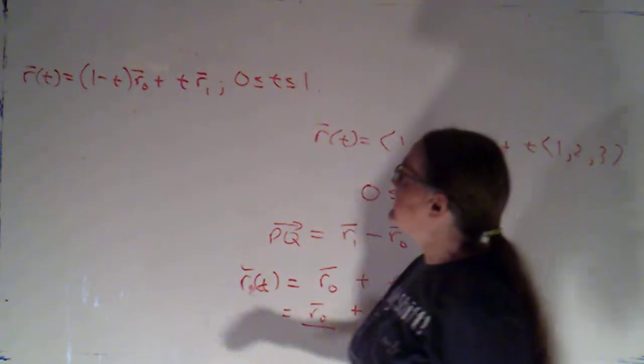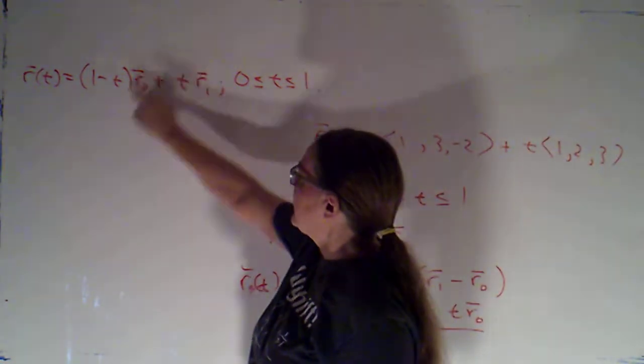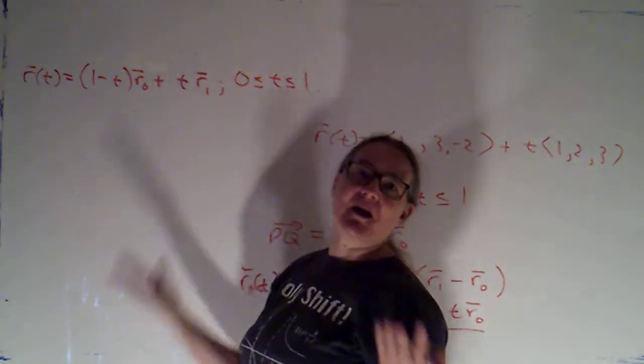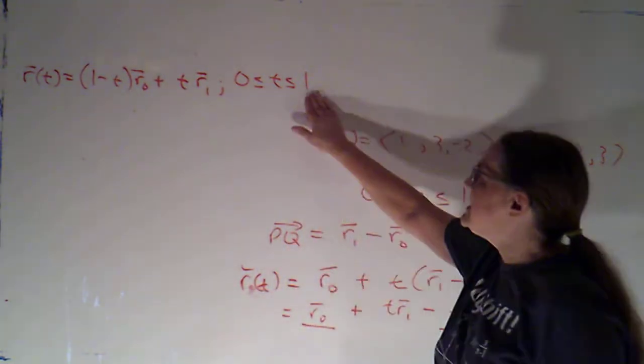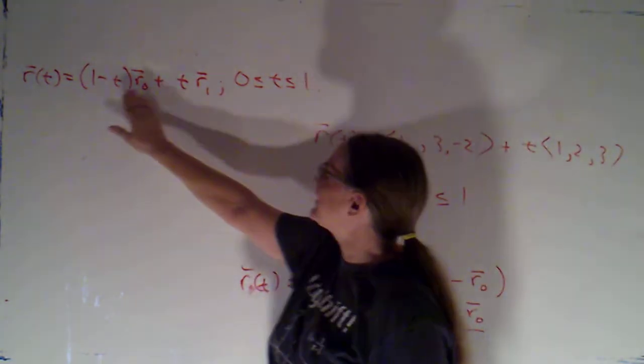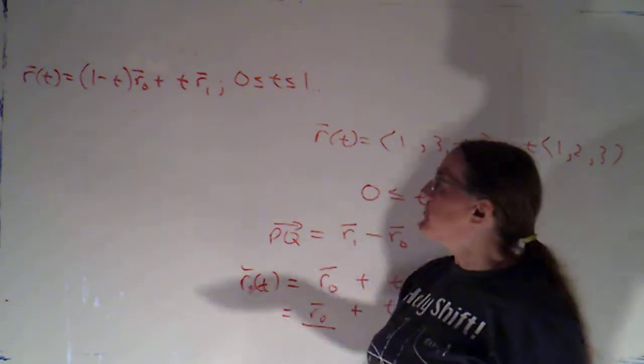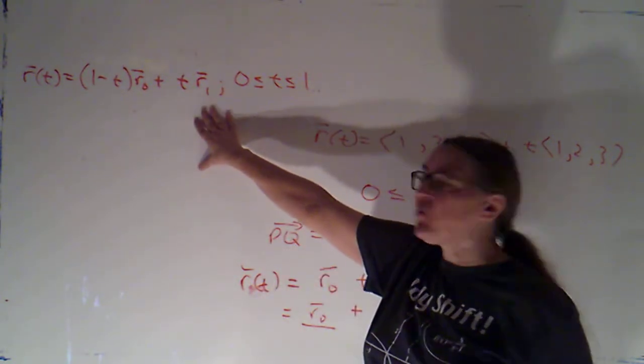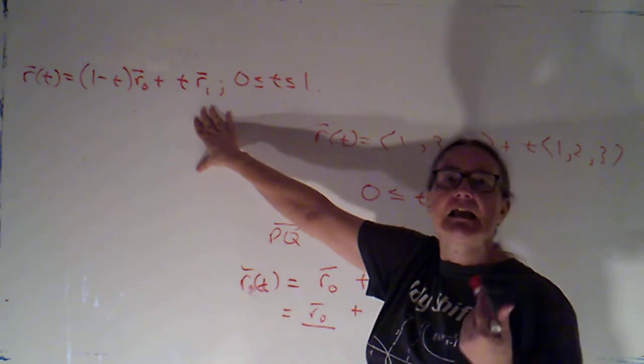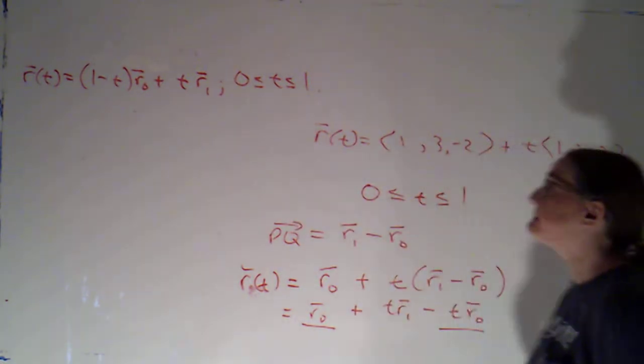Notice when t is 0, that kills off this term. I'm at 1 copy of r naught, I'm at my starting point. When t is 1, that kills off this term. I'm at 1 copy of r1, I'm at my ending point. So that's just another standard way that you'll often see line segments written.